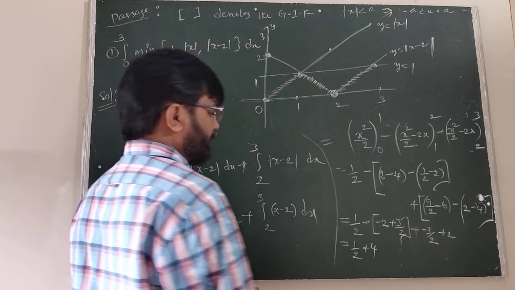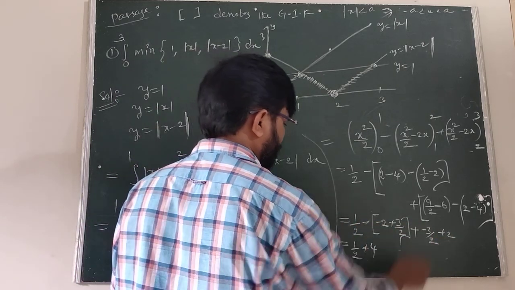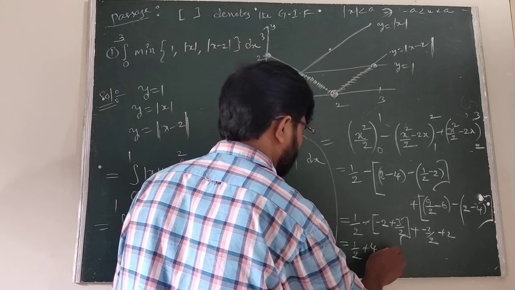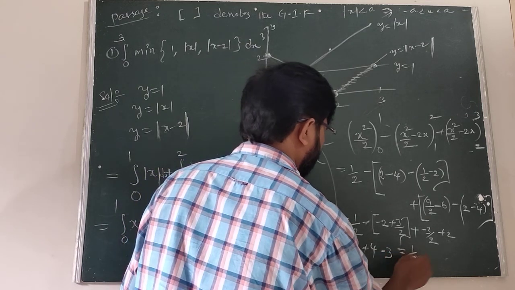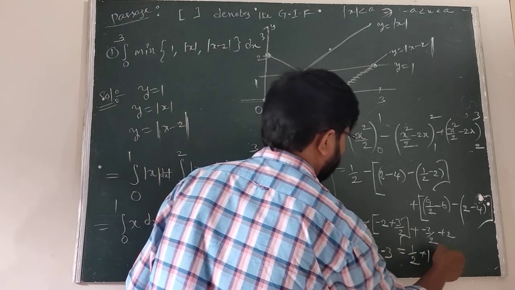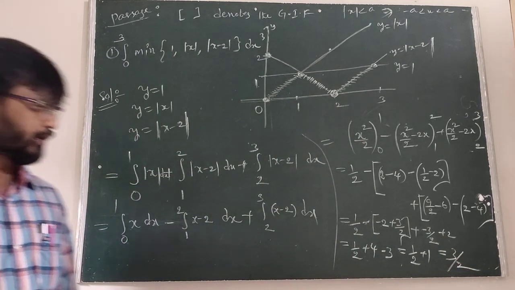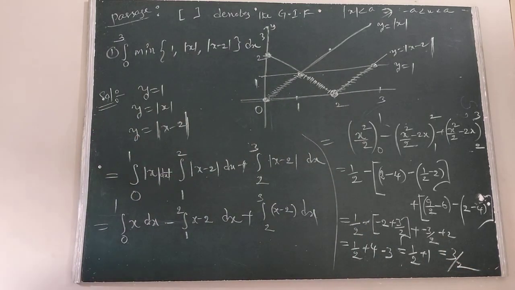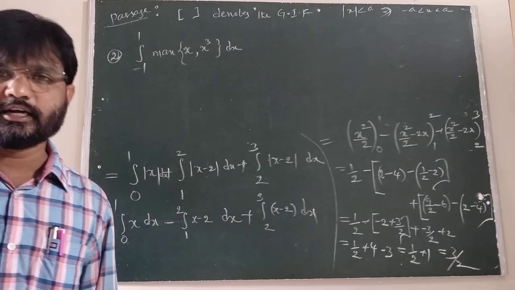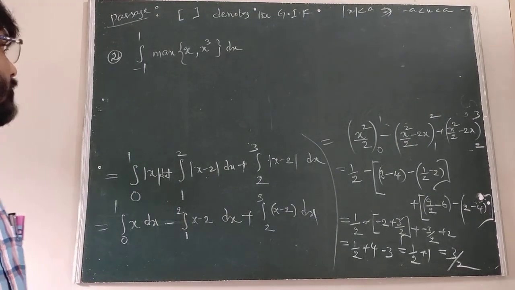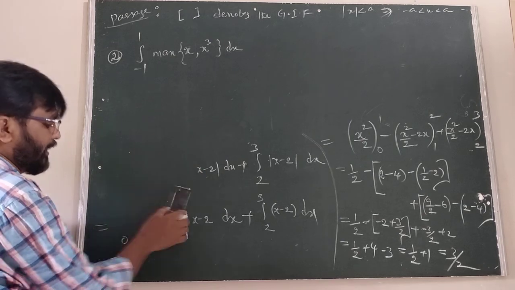Now we can write this is minus 3 by 2 minus 3 by 2, minus 6 by 2, this is minus 3. We can write 1 by 2 plus 1, this is 3 by 2 is the answer. Okay, what is the answer? 3 by 2. Right.